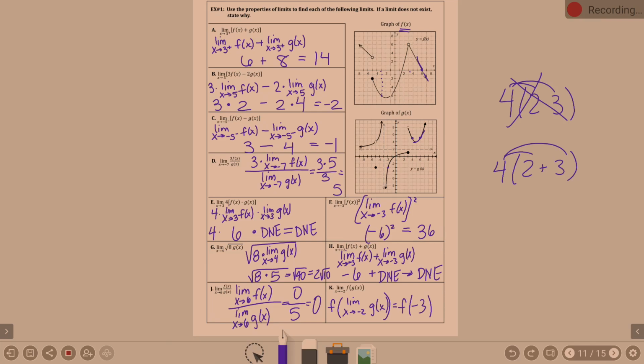Okay. So now, what's f of -3? So f of -3, go to f on the graph. What is the y value when x is -3? And that is -6.